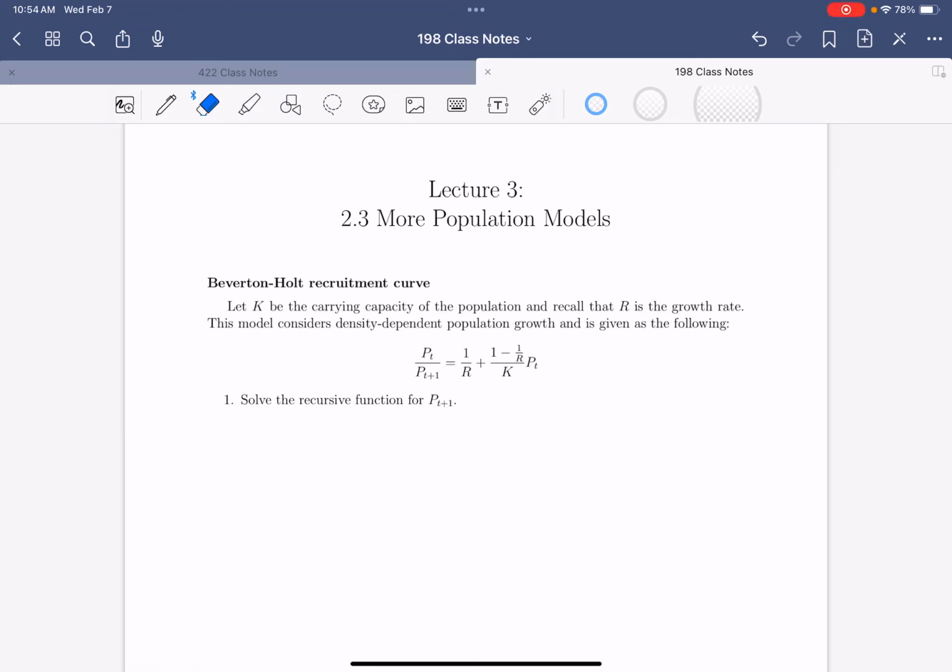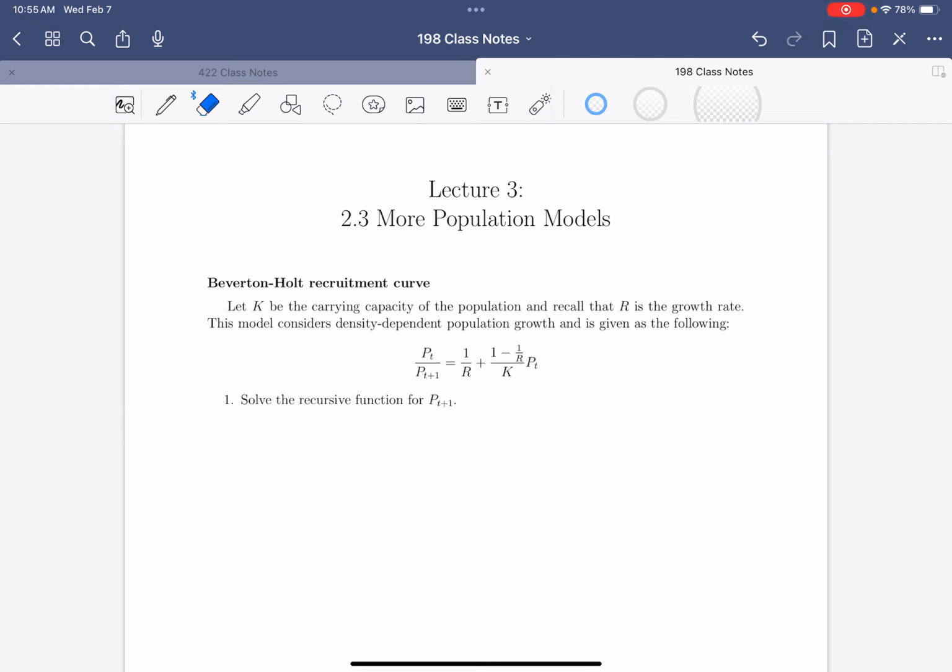Hi all, this is lecture 3. We are in section 2.3 and we are going to go back to those population models from section 2.1 and expand upon those. The nice thing about the population models that we worked with in section 2.1 is that they were exponential. They just had the one term and it worked pretty nicely.